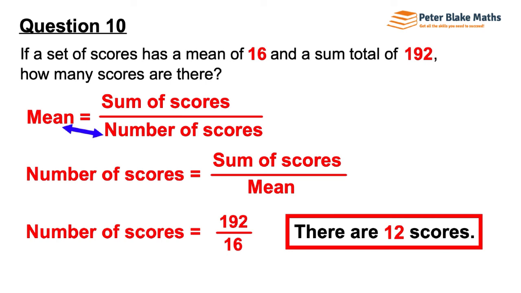Now there are other ways of doing that. You could use the original equation there, put the 192 on the top and the 16 on the left hand side and rearrange after that point, but that's the way I chose to do it today.